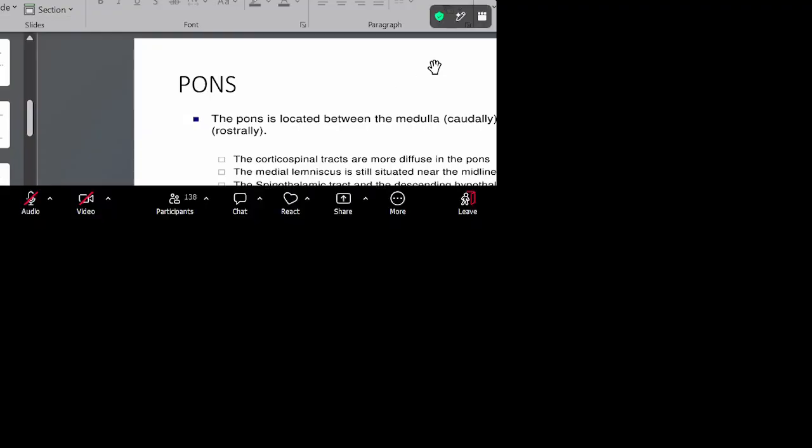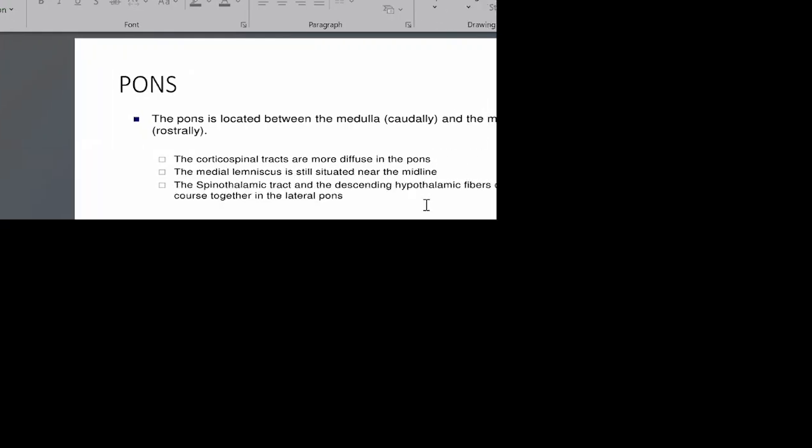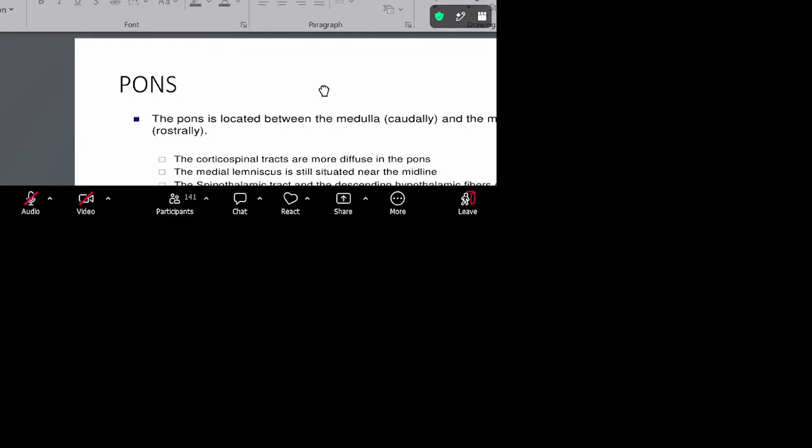Now, let us look at the pons. The pons is the middle part of the brainstem. It is located between the medulla and the midbrain. The corticospinal tracts are more diffuse in the pons. The medial lemniscus is still situated near the midline. Then the spinothalamic tract and descending hypothalamic fibers continue to course together in the lateral pons.